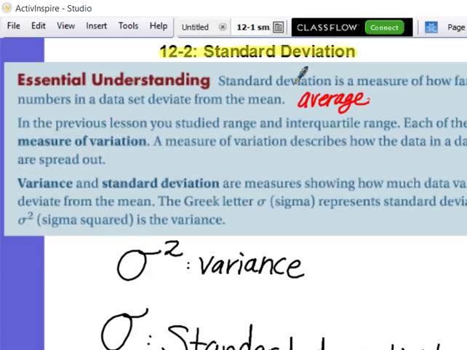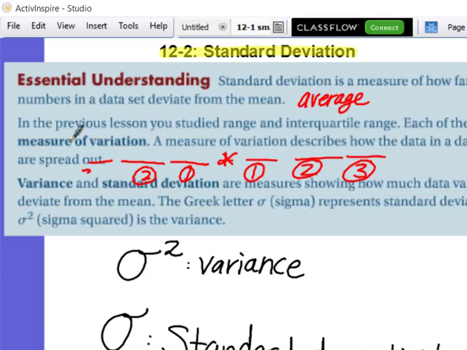So what standard deviation does is it takes the average. Let's say that this is my average, and it will tell you how spread out the data is. So this would be 1 standard deviation away from the mean, 2 standard deviations away from the mean, 3 standard deviations away from the mean. Does everybody see what I'm talking about here? It's talking about the spread of the data.